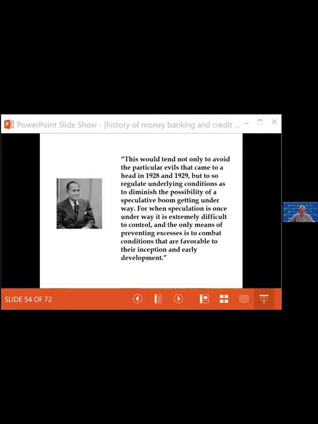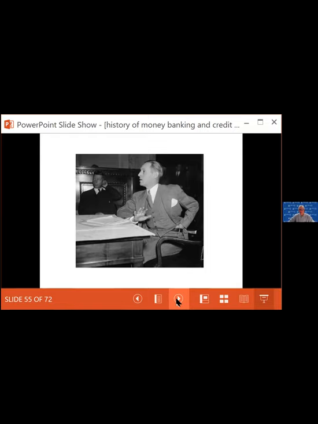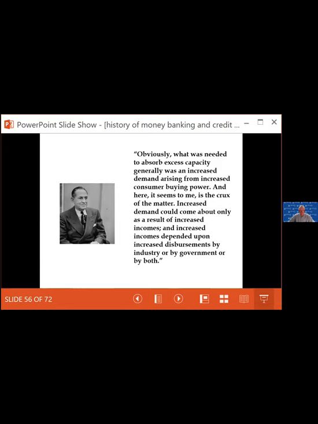Well, although Eccles had no academic credentials in economics, his thinking on how to jumpstart the US economy was, as I said, pure Keynesian. In an address he delivered at the University of Pennsylvania in 1936, he explained his reasoning this way. He says, "Obviously what was needed to absorb excess capacity generally was an increased demand arising from increased consumer buying power. And here it seems to me is the crux of the matter. Increased demand could come about only as a result of increased incomes. And increased incomes depended upon increased disbursements by industry or by government or by both."